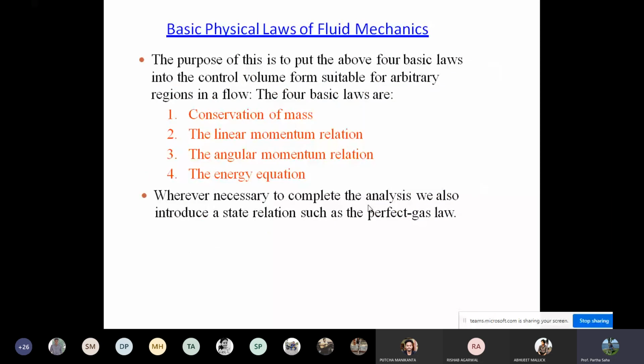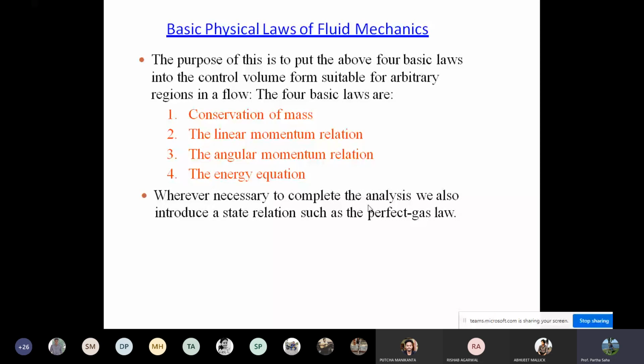What are the basic physical laws? As I just mentioned, first is the conservation of mass. Second is the linear momentum relation, which we have just talked about, due to the force exerted on the system causing acceleration. The angular momentum, and finally the energy equation. So these are the basic laws: conservation of mass, linear momentum relation, angular momentum, energy equation. These are the basic considerations we will take into account before solving any numerical problem.